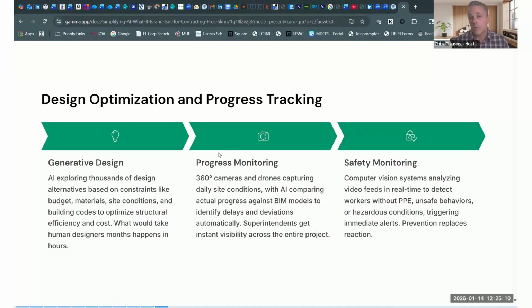Optimizing costs. Are you subject to building codes? Are you in compliance with those? So all these different AI tools help you through that, depending on the scope of work or the business that you're in. Progress monitoring, as I mentioned, 360 degree cameras, drone capturing.